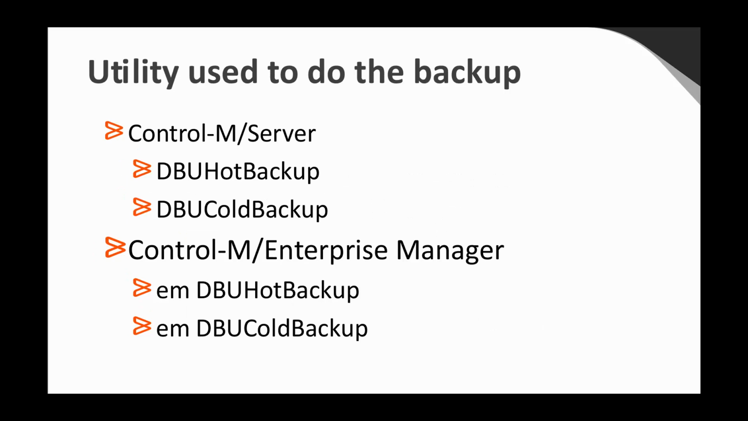Let's talk about the utilities that we are going to use to do our backup and restore. They are called DBU, the kind of backup, which can be hot or cold, and the word backup. At Control-M Enterprise Manager, you must put the prefix EM at all commands. Why do you need to do that? The EM will set all variables pointing to Control-M Enterprise Manager.